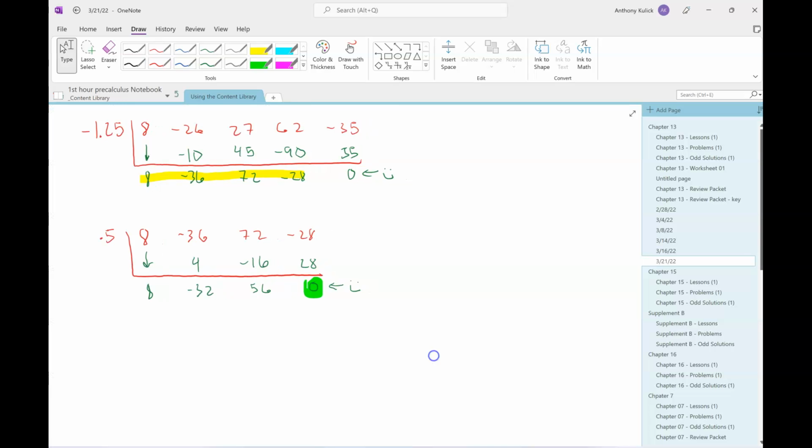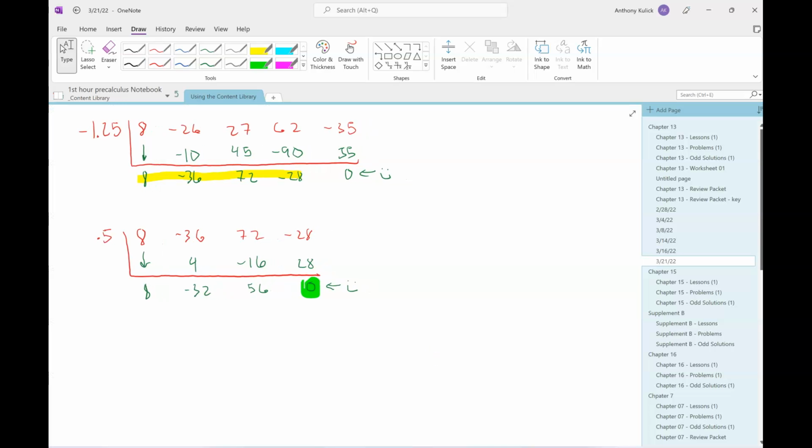But if you don't get a remainder of 0, sometimes it's because what you're trying to synthetic divide with isn't actually a 0. And sometimes it could just be you made an arithmetic mistake. Try not to make arithmetic mistakes. It makes the problem much easier if you don't do that on a regular basis. Okay.